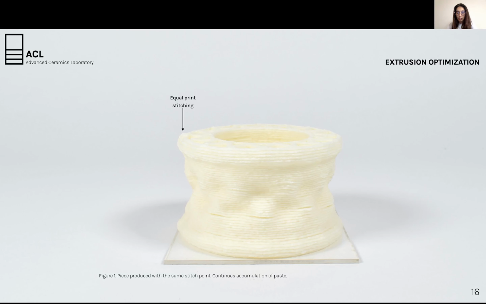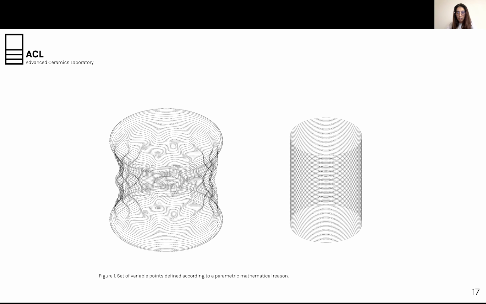After the first printing test, we came to the conclusion that it was necessary to optimize the printing method, as they are mixtures based on natural materials and when subjected to drying, the water evaporates and causes deformation and delamination between layers. Placing the stitches in the same place causes an excessive accumulation of paste, as you can see in the picture. As a way to correct this problem, a set of variable stitches was defined in the G-code.